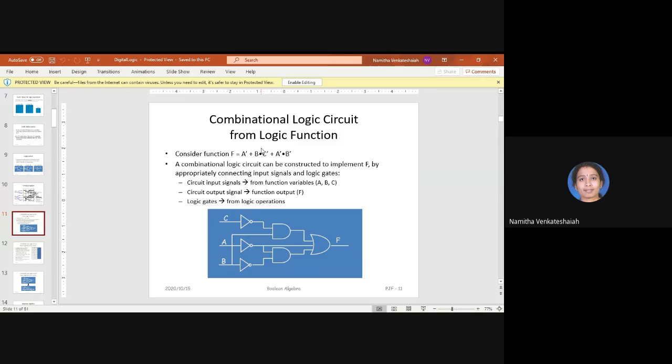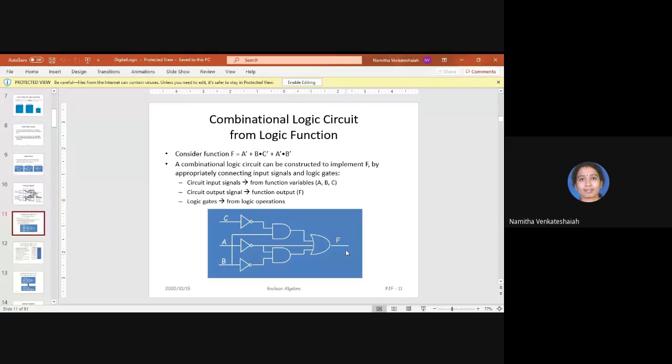Using equipment, you will take input C and give it to a NOT gate. And you will take input A and give it to a NOT gate. You are taking B as it is, and one you are giving to a NOT gate. So I want the first expression to be A dash. So A dash I'm giving to this OR gate because we have an OR operation here. How many inputs are given to the OR gate? 3 inputs are given: one is A dash, one is BC dash, one more is A dash B dash.